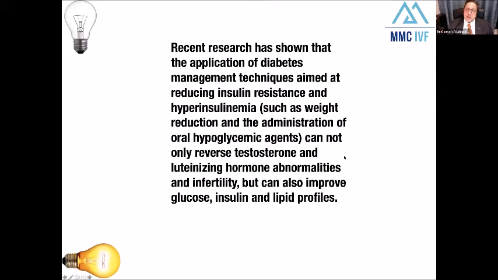Research done over the last 20 years has shown us that the application of diabetes management techniques which aim at reducing insulin resistance and hyperinsulinemia, such as weight reduction, and the administration of anti-diabetic tablets can not only reverse testosterone and LH abnormalities, but can also improve glucose, insulin, and lipid profiles. Again, in layman's language, that means that once you have to first diagnose that the patient is PCOS.